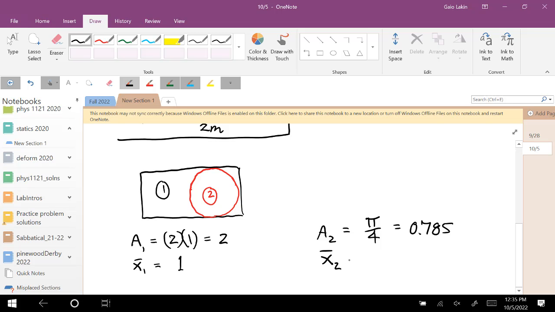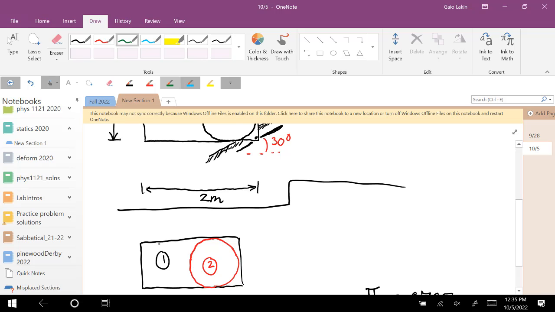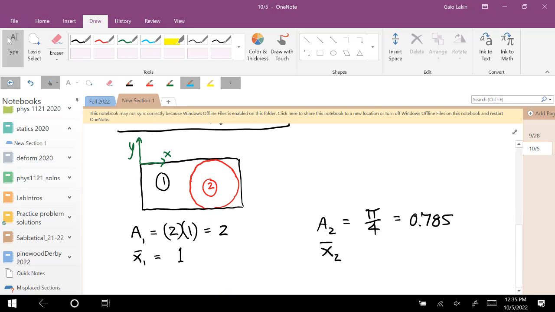And the x centroid of the circle. I guess I didn't draw where my coordinate system is, but I'm thinking of the coordinate system over here. So if you look at the x centroid of the rectangle, you're going 1 meter from there to the middle. So the centroid of that circle, you have to go 1 meter to the right in the positive x direction to get to the left end of the circle, and then another 0.5 to get to the middle. So the centroid is 1.5.